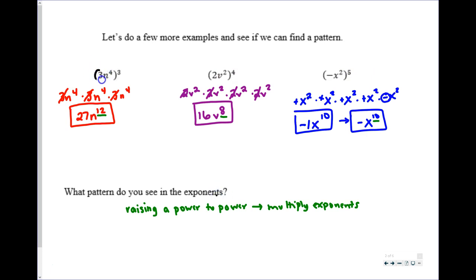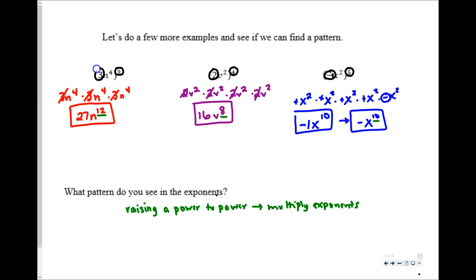So how do I go from 3 and the 3 to get 27? How'd I go from 2 and the 4 to get 16? And how'd I go from this negative invisible 1 to the 5? Well, the coefficients, you have to raise that number to that power.